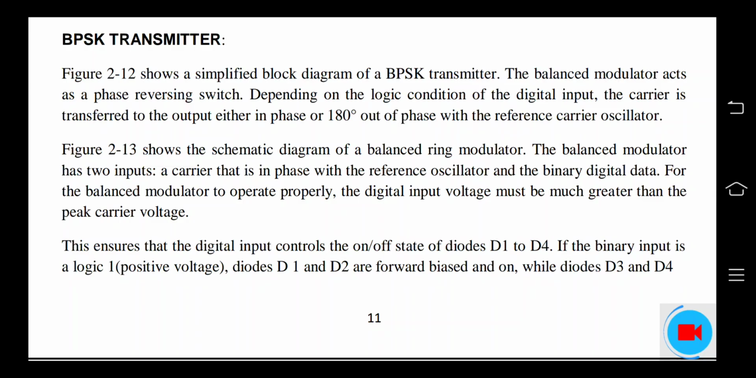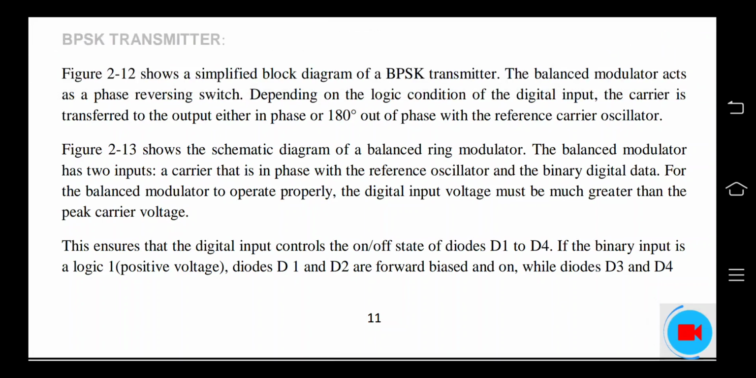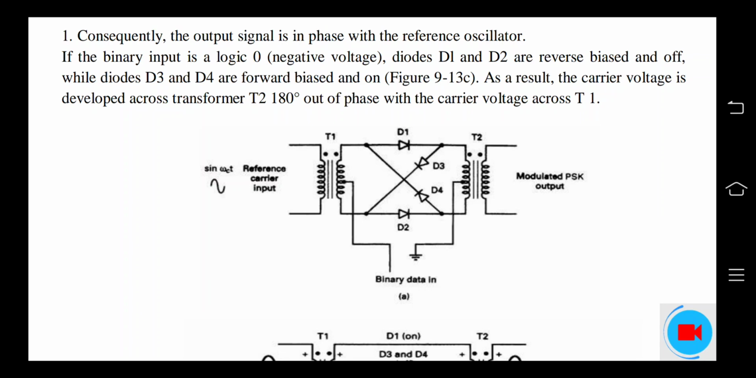And one more thing, the schematic diagram of the balanced ring modulator also. The balanced modulator has two inputs: a carrier that is in phase with the reference oscillator, and the binary digital data. For the balanced modulator to operate properly, the digital input voltage must be much greater than the peak carrier voltage. You can observe that the block diagram operates with 4 diodes, and here the step down transformer is operating.